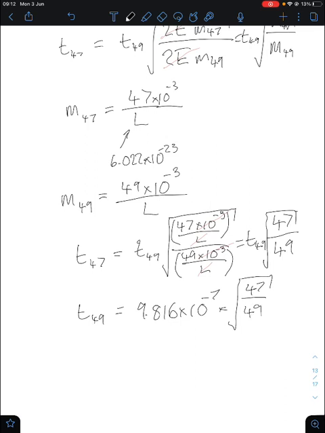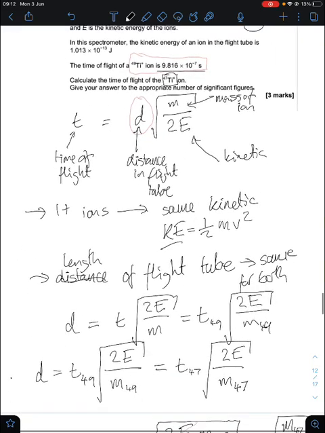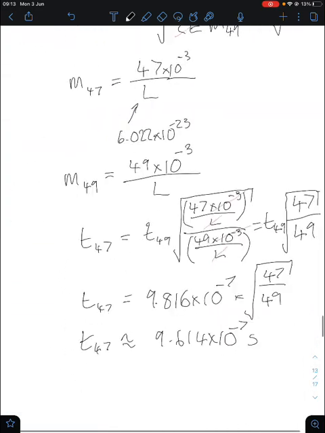I'll just put it in my calculator. This should say the 47 ion here. This should give us a time of flight of 9.614 times 10 to the minus 7 seconds. Like I say, it's equally valid to just use this equation here to find the distance and then substitute the distance back into this first equation here to calculate the time of flight for the 47 ion. I've just done it a slightly different way, but both methods are equally valid.